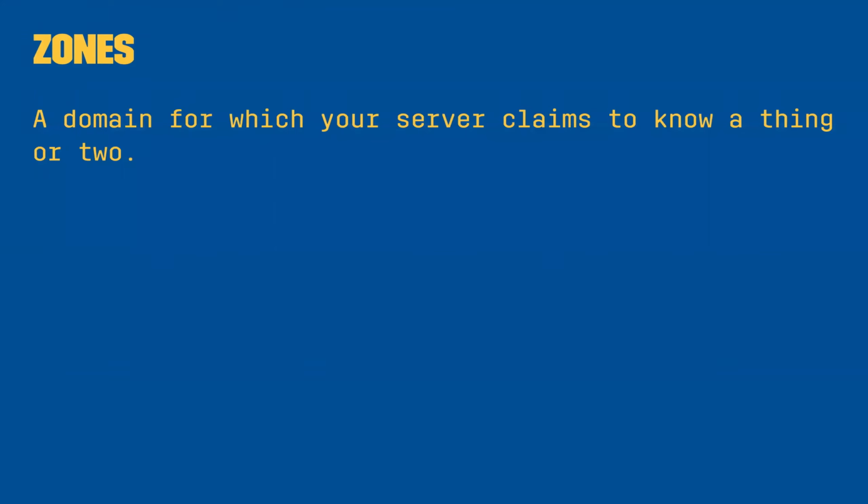So I said the word zone. Zones can get kind of complicated, but really just think of it as the domain for which your server claims to know something. So we'll see zones when I do live coding next. It's essentially just the DNS name. So like RocDev.org would be a zone. I could also make a subzone like test.rocdev.org, and I'll show that too. And then inside that zone will be a bunch of DNS records.